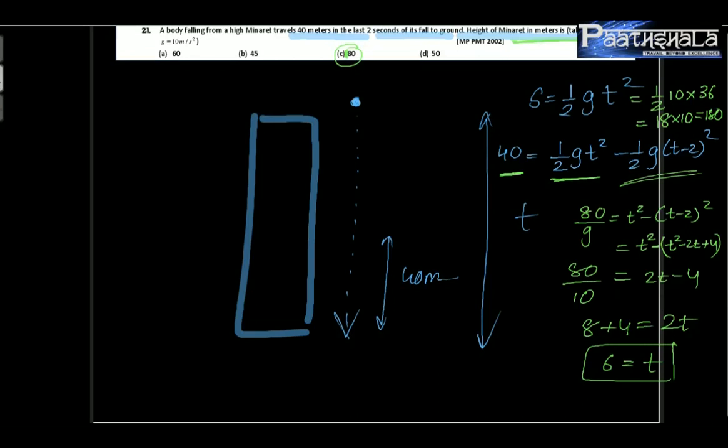You substitute t is equal to 6 seconds here. You should get the answer. The answer comes out to be half into 10 into 6 square, that is 36. 36 by 2 is 18, into 10 is 180. There is no option like 180 over here. 180 should be one option. That's the answer. Alright.